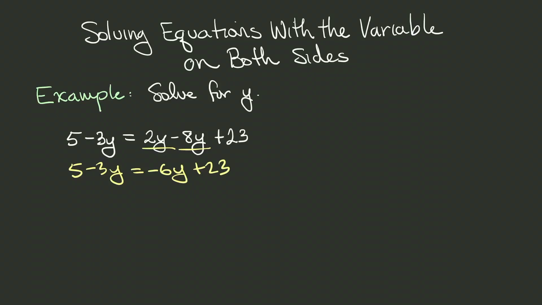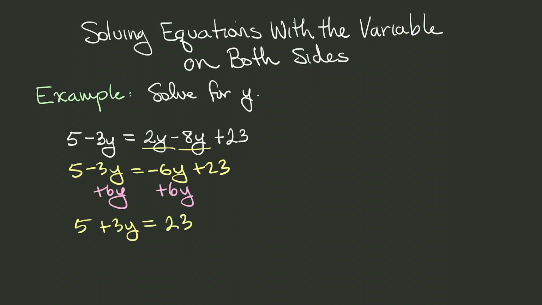Our next goal is going to be to shift all the terms involving a variable, y, over to the left-hand side. And so we'll add 6y to both sides. Notice that I'm putting it under the like term on the left-hand side. That'll leave us with 5, and then we have minus 3y plus 6y. That's going to be plus 3y on the left-hand side. And on the right, all we're left with is 23.